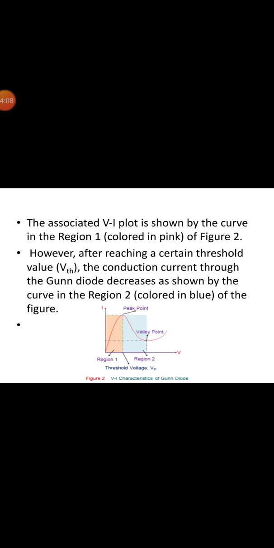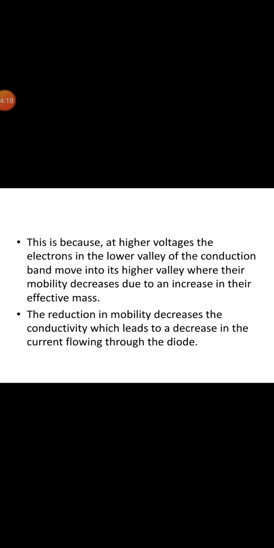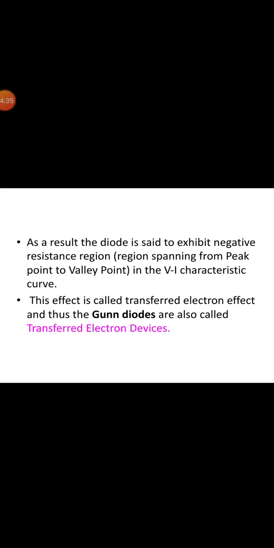However, after reaching a certain threshold value, the conduction current through the Gunn diode decreases, as shown by the curve in the blue color region. And this is because at higher voltages, the electrons in the lower valley of the conduction band move into a higher valley where their mobility decreases due to an increase in their effective mass. So the reduction in mobility decreases the conductivity, which leads to a decrease in current flowing through the diode.